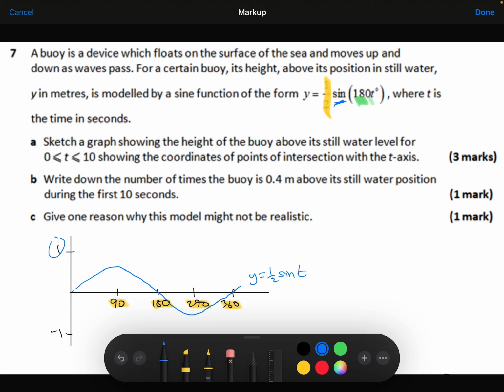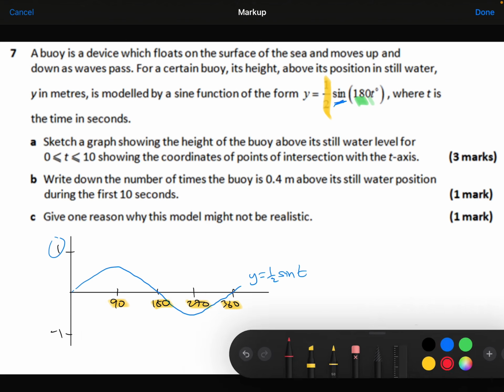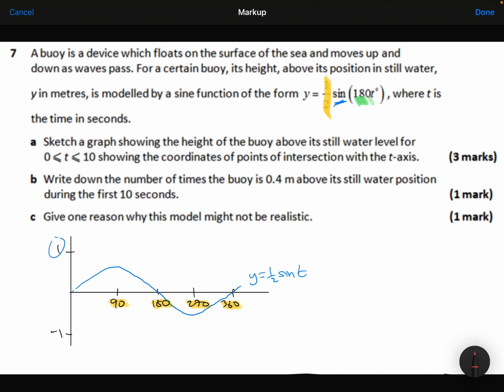So let me just repeat that. Actually, I'm going to write it underneath just to make it really clear. Dividing all my t coordinates by 180. So 90 divided by 180 would become 1/2. 180 divided by 180 would become 1. 270 divided by 180 would become 1.5, or 3/2. 360 divided by 180 would be 2, and so on.